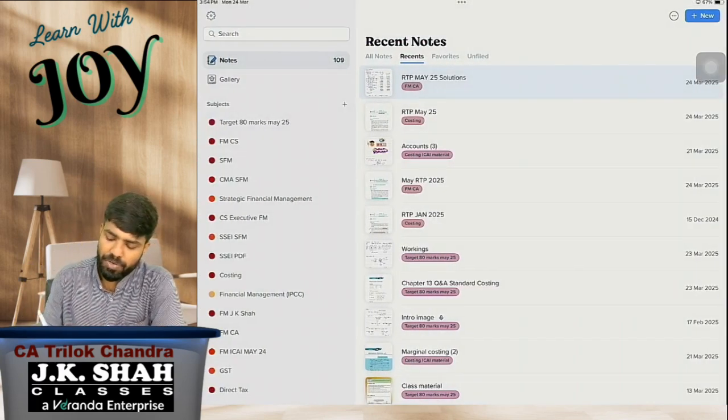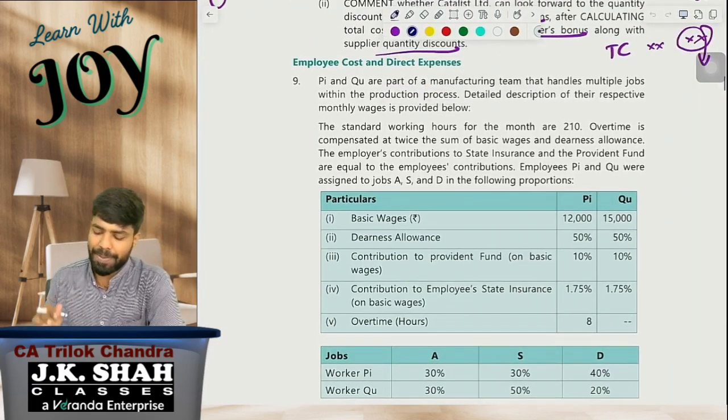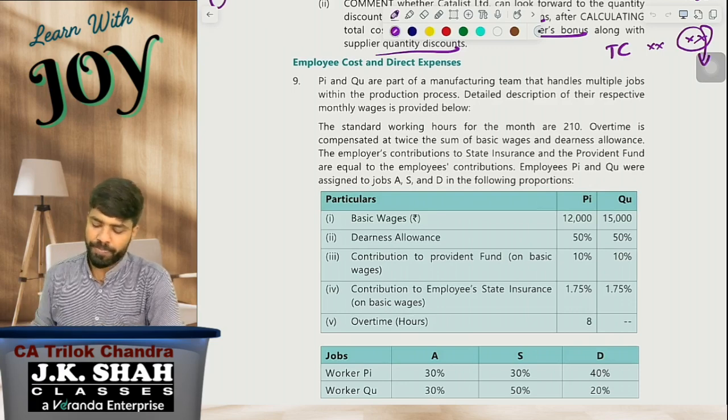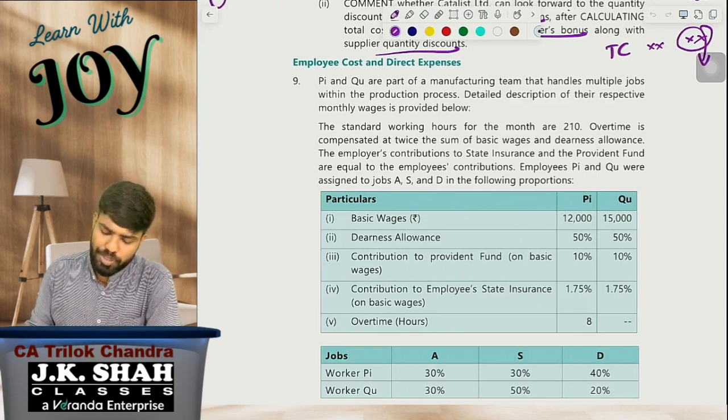Look at question number 9. I am sorry, question number 9. This is based on the valuation of the employee cost. Look at the question. P and Q are part of a manufacturing team that handles multiple jobs within the production process. Detailed description of their respective monthly wages is provided below.